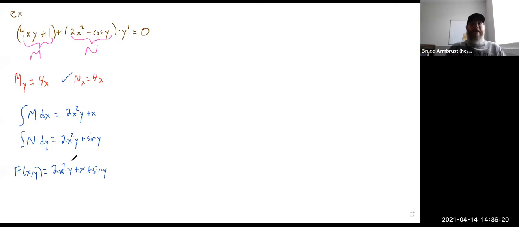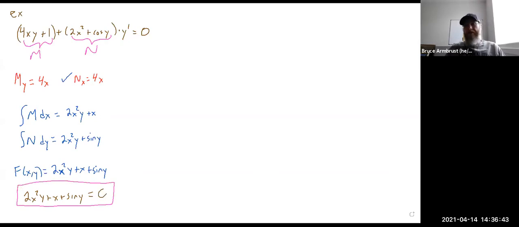Anyway, now let's solve our differential equation. So the solution is going to be this potential function equals a constant. And there you go. That's the process for exact differential equations.